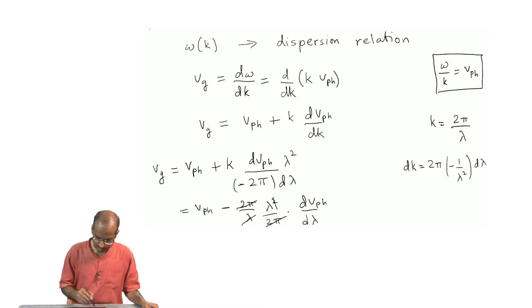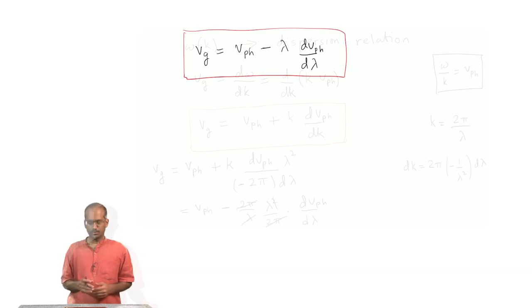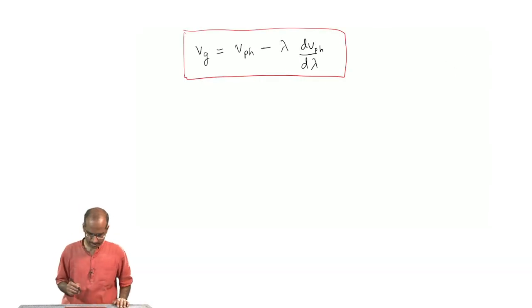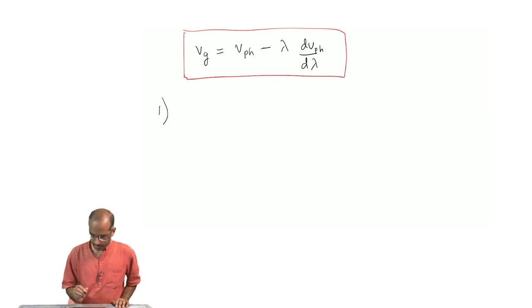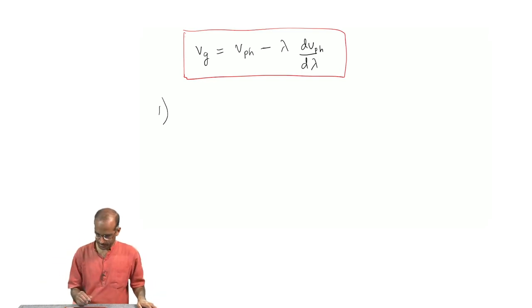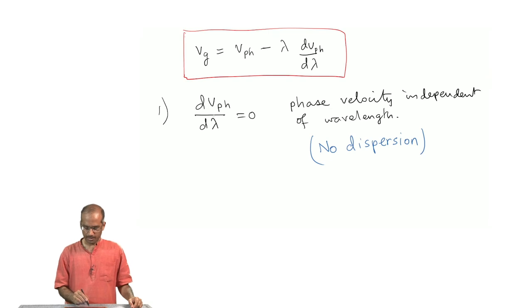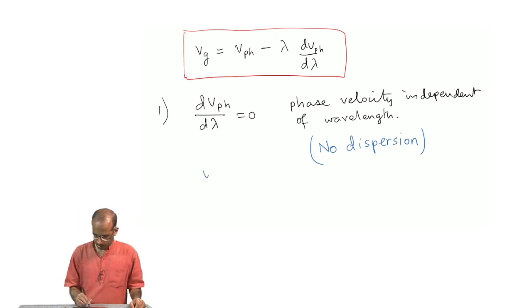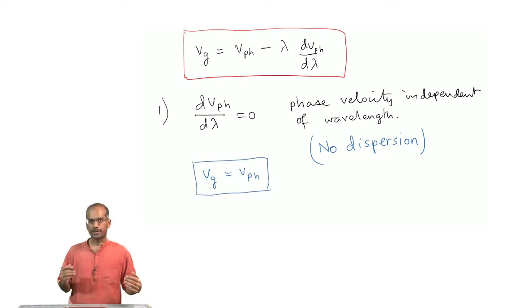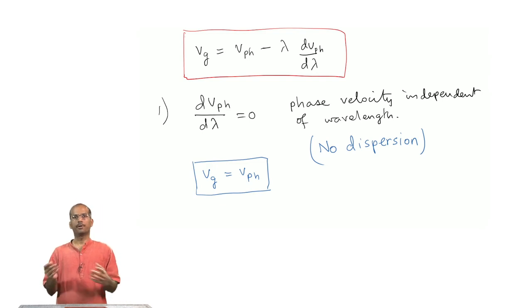And we had already seen that we had obtained another relation between group velocity and phase velocity in terms of wave number, which is this relation. So, based on the relation that I have, I can identify three possibilities. The first one is when phase velocity is independent of the wavelength. In other words, dv phase by d lambda is equal to 0. Phase velocity of each of the components that make up the group is exactly the same, and they would not show any dispersion. So, clearly if you put dv phase by d lambda equal to 0 in this relation, you will get that group velocity is equal to phase velocity.